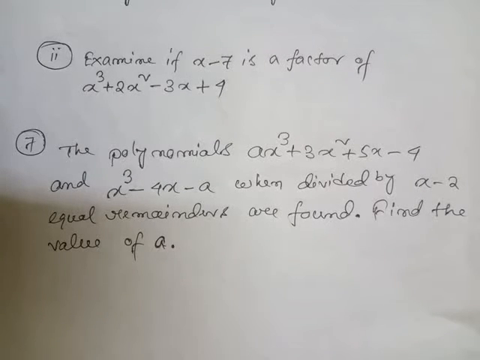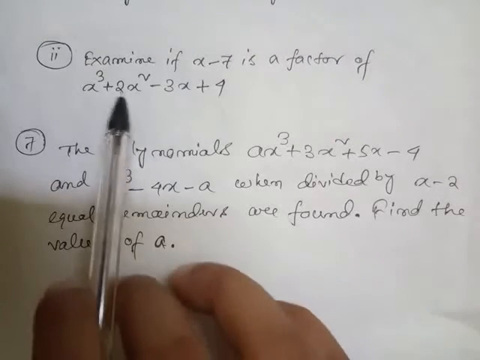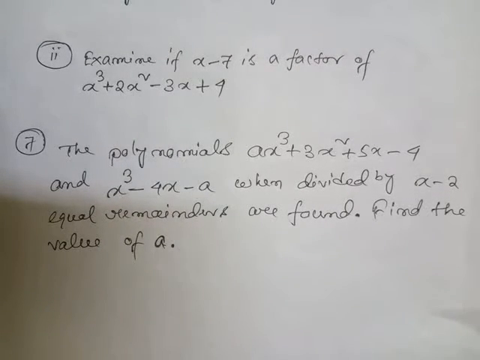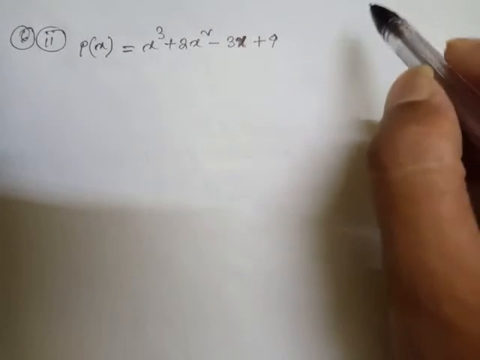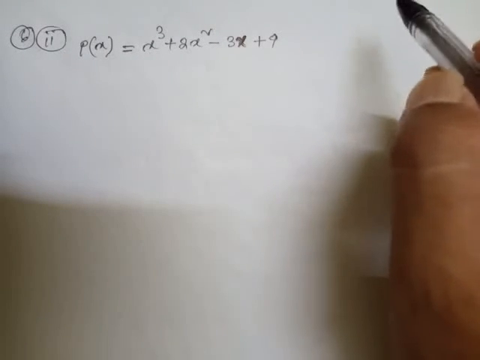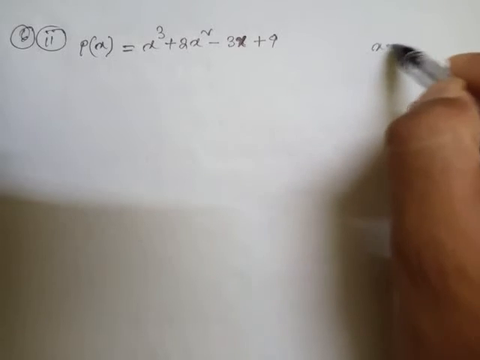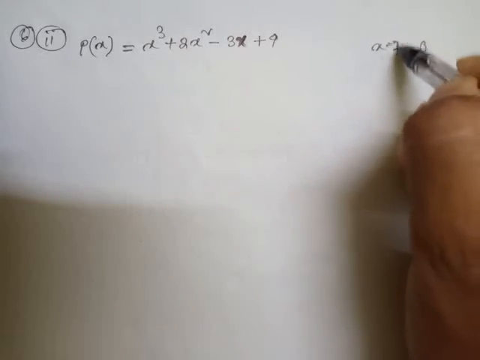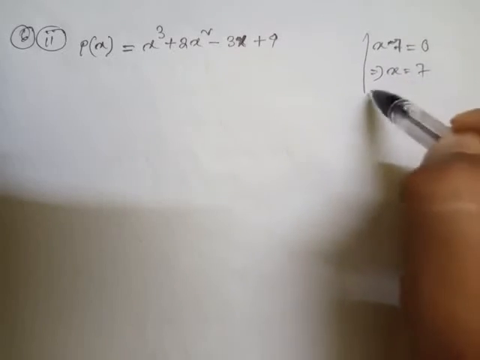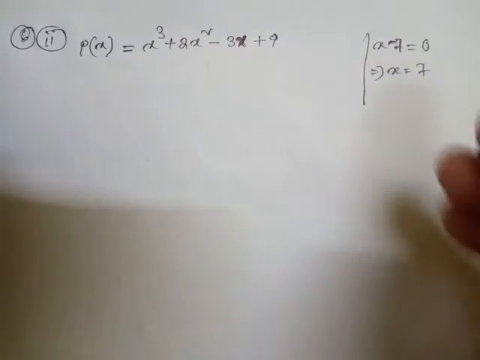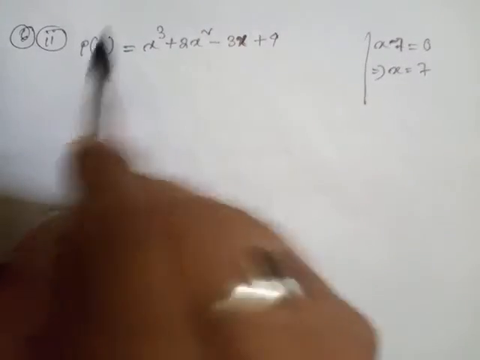Look student, 6 Roman 2, examine if x minus 7 is a factor of x cube plus 2x square minus 3x plus 4. Let me check whether this is a factor or not. Now let's have a look how to solve this one. Look student, now p(x) is given here. Now the zero is actually given here, that x minus 7 equal to 0. Now let me check whether the value of x is equal to 7 here. Now we'll put the value here, so since x is equal to 7, in place of x I will put the value here.